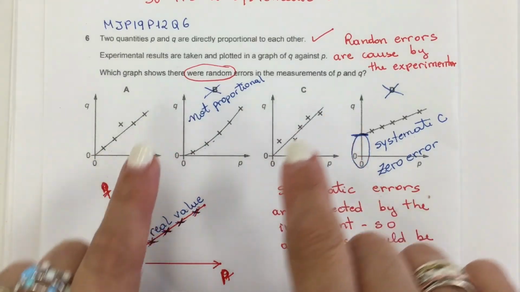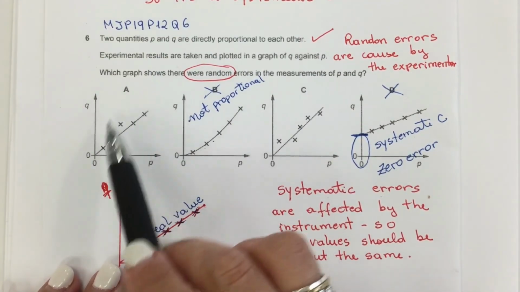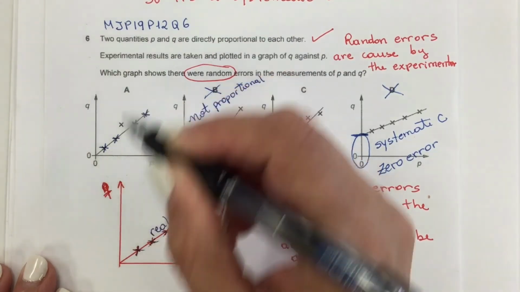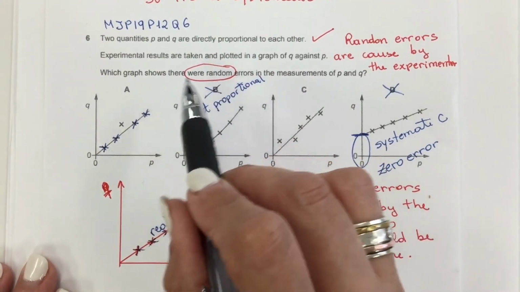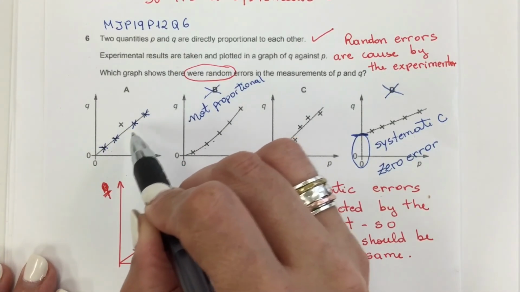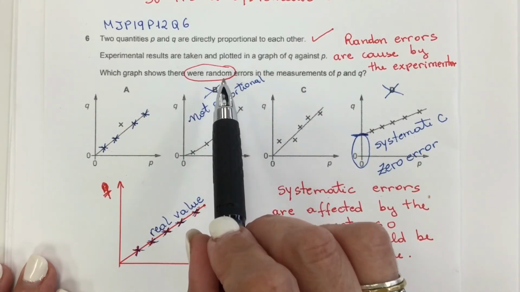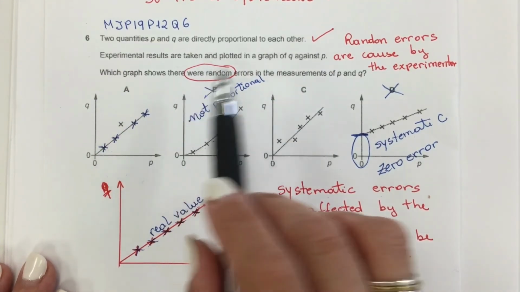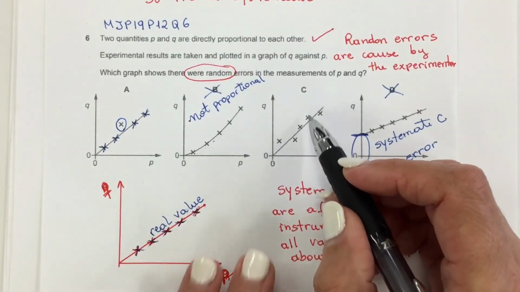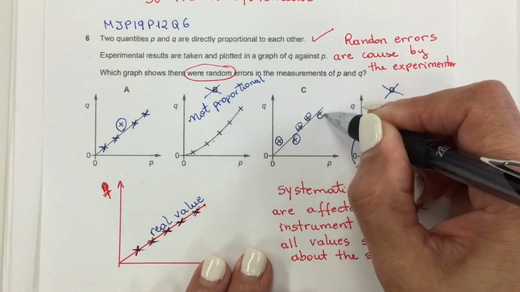Both are directly proportional, which is great. But let's start with A. Most of the values are on this line. This is not a sign of random error. Random error should show some points above and below the line, because random error is caused by human mistake, human error. Here is just one point out, but C is showing more inconsistency with those values.